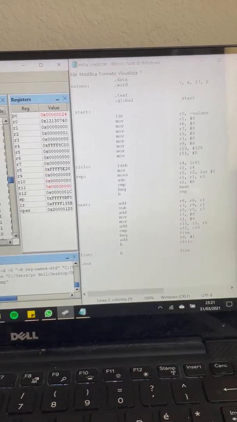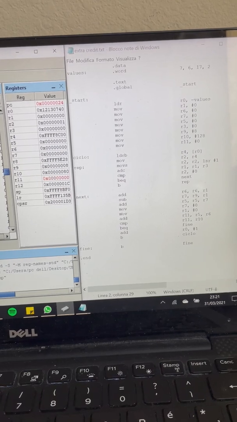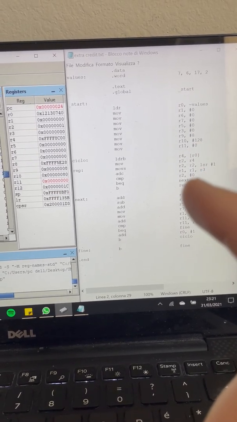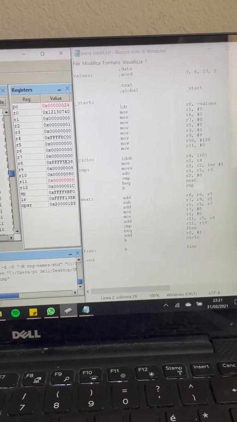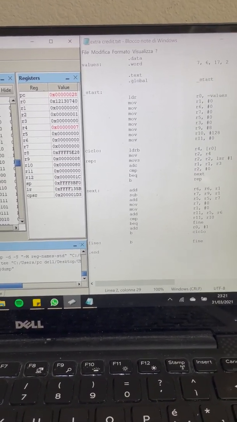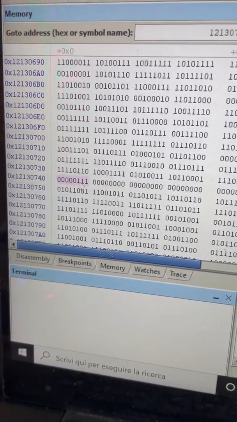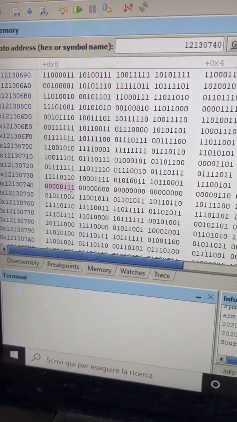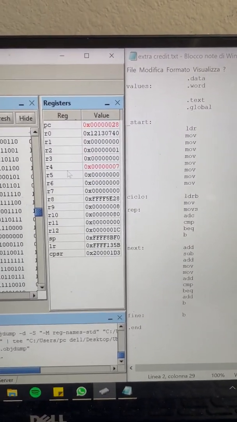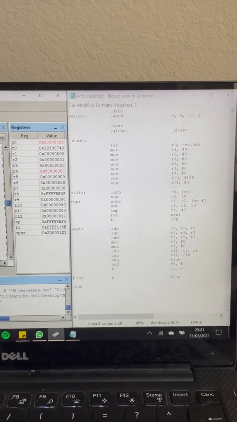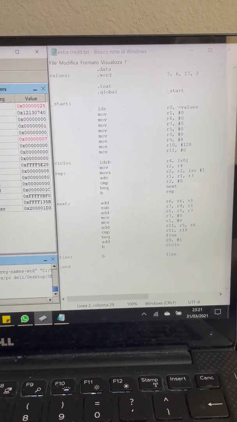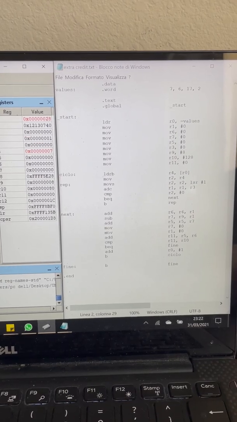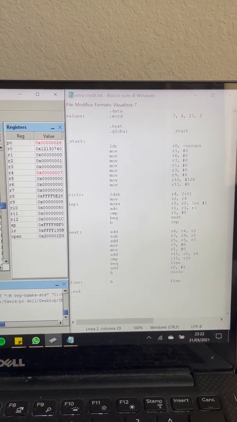So this instruction will load the first byte in R0 into R4. If we go to where R0 is pointing, we can see this, which is how you write 7 in binary, and therefore R4 is now storing 7. The second instruction will divide 7 by 2, and we'll store the result into R2.